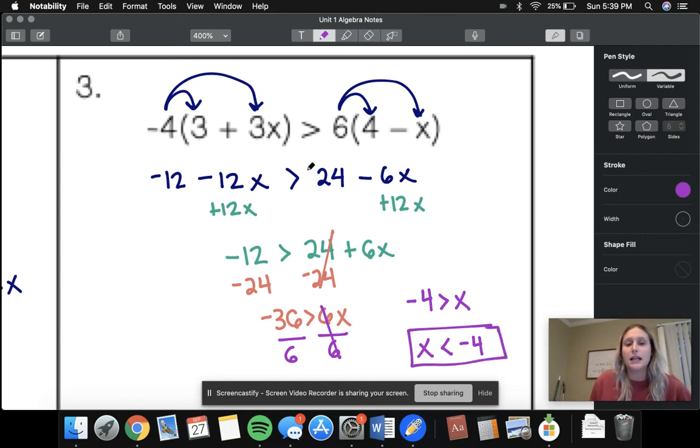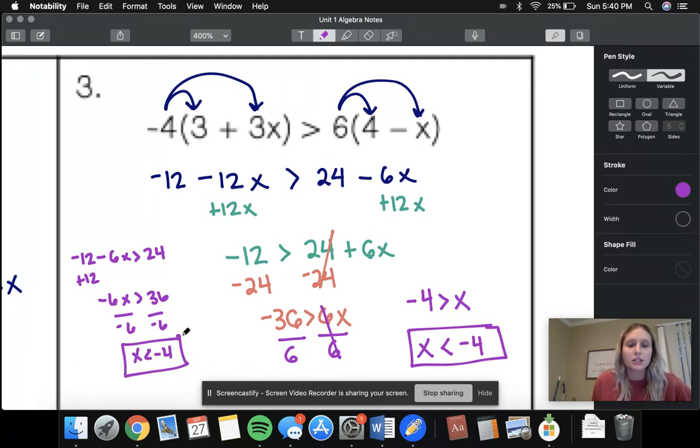Okay? If you decided to move this one, you would solve it the same way, but then you would have to flip the sign because it would be something like that. When I would add 6x, then I would add 12. I would get 36. I would divide by -6. So I'm getting the same answer. It just depends on how you guys like to do it.